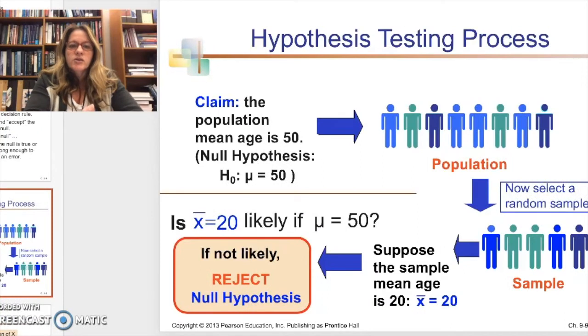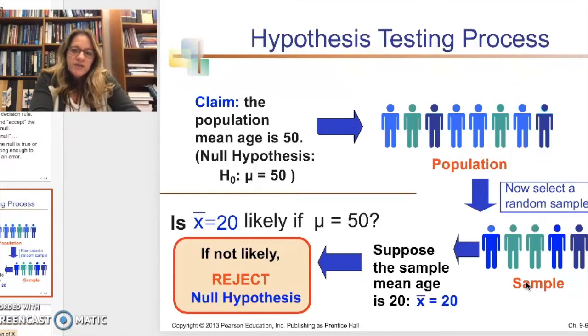Let's look at a situation where, for example, we want to test whether the population mean age is 50. How would we test that? We would collect a random sample of N individuals, and we would compute a statistic that we know is a good estimator for the mean of that population, which is the sample average. Suppose that the estimate for our sample is equal to 20. Now, the question becomes, how likely is it that this sample comes from a population that has mean equal to 50?